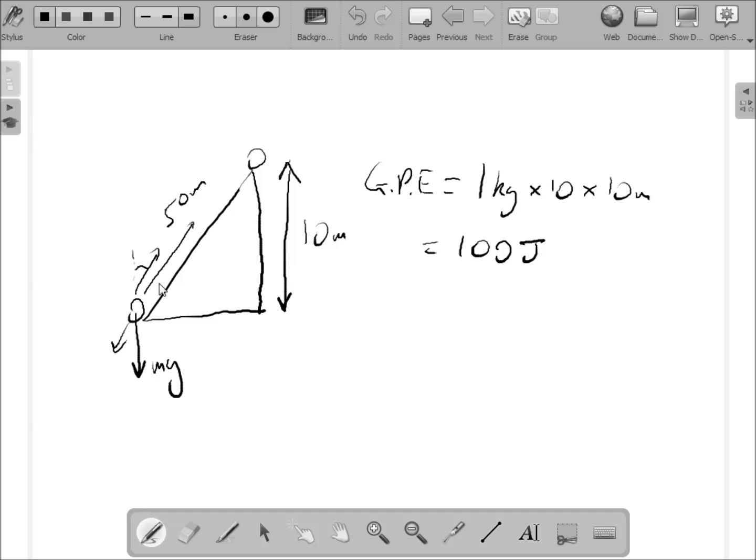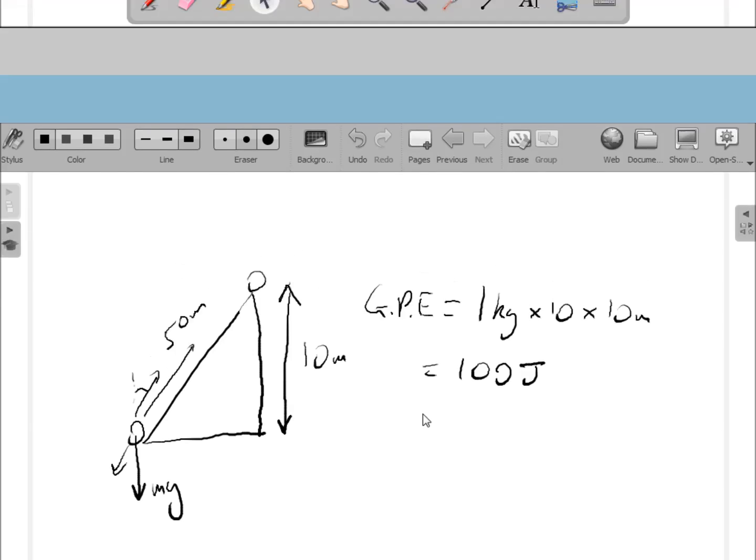When we go from the bottom of something to the top of something, the minimum force we would have needed is the weight, and the change in height that we've taken the object up is 10 meters. So the gravitational potential energy it's gained is just given by mgh.